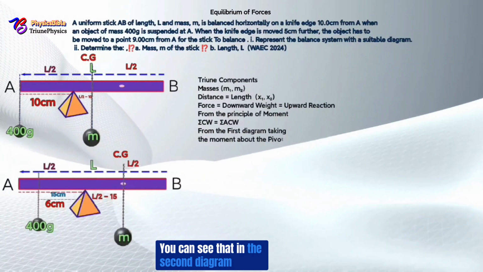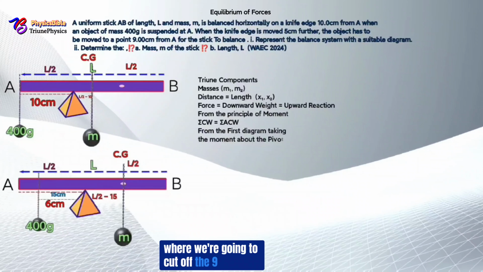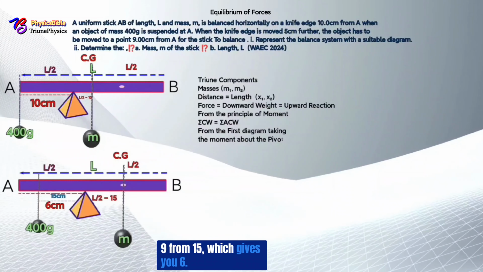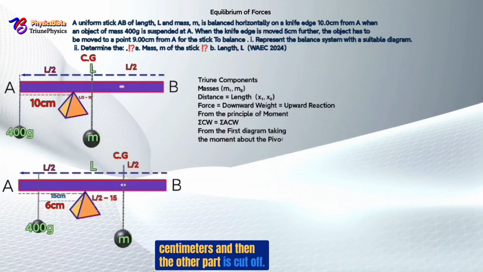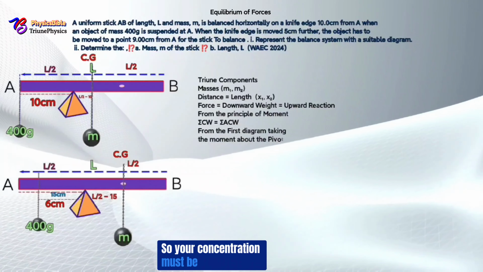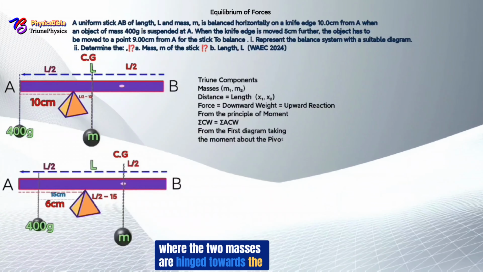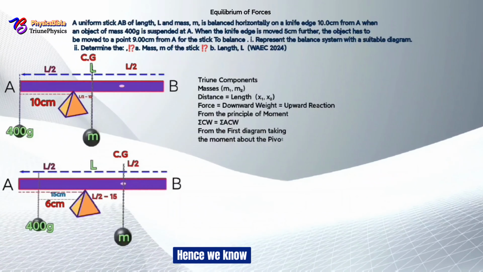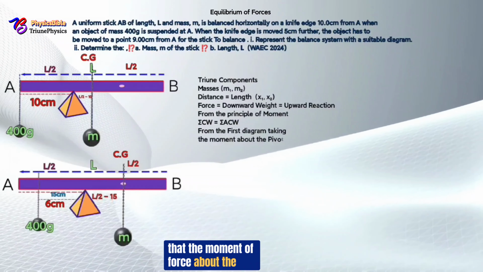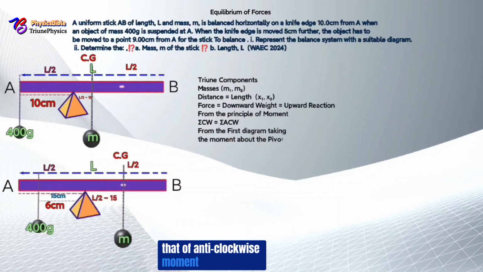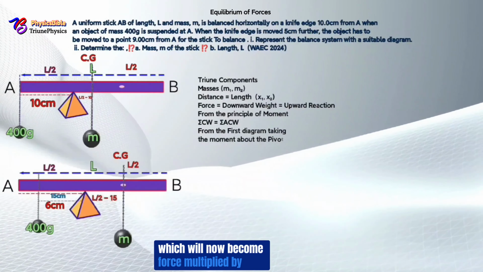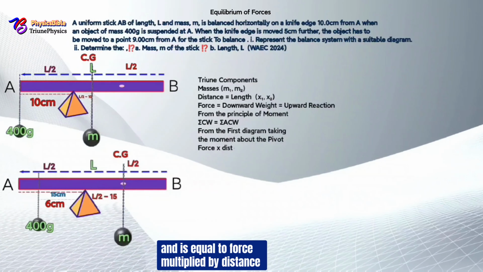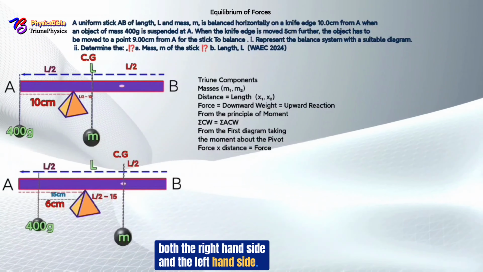You can see that in the second diagram, where we're going to cut off the 9 centimeters by subtracting 9 from 15, which gives you 6 centimeters, and then the other part is cut off. So your concentration must be where the two masses are hinged towards the pivot, which is the knife edge. Hence, we know that the clockwise moment must equal the anti-clockwise moment, which will now become force multiplied by distance, equal to force multiplied by distance on both the right hand side and the left hand side.